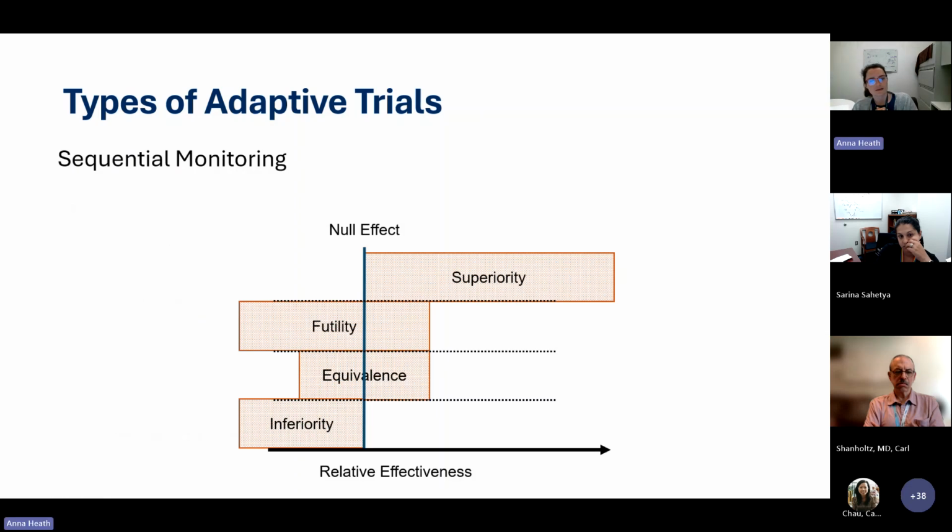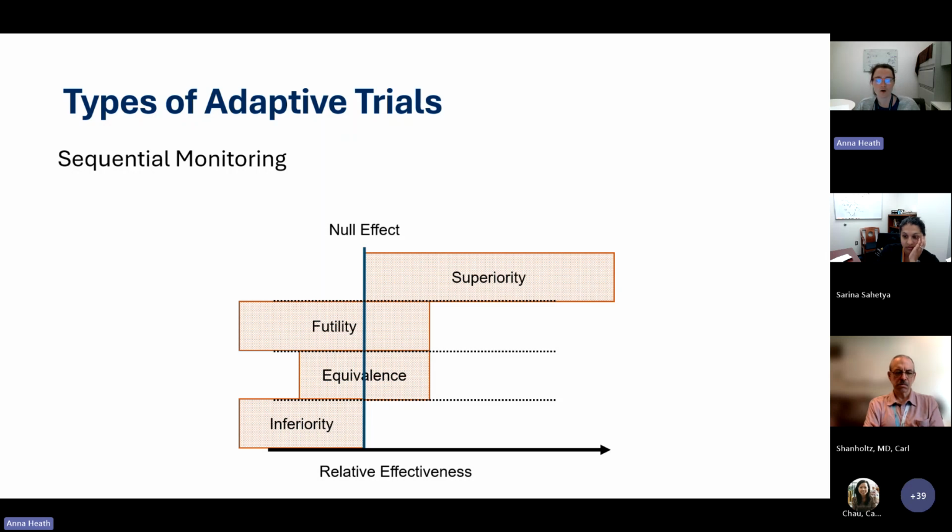So I wanted to focus a little bit more on some of the concepts of this idea of sequential monitoring, because I think that's actually the most important setting. So essentially what we have here is a representation of the relative effectiveness of an intervention on the x-axis. And we have this blue line at the null effect. That effect might be 0 if you're looking at a risk difference or a mean difference, or it might be 1 if you're looking at an odds ratio or hazard ratio.